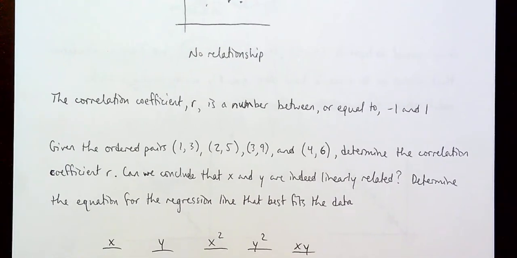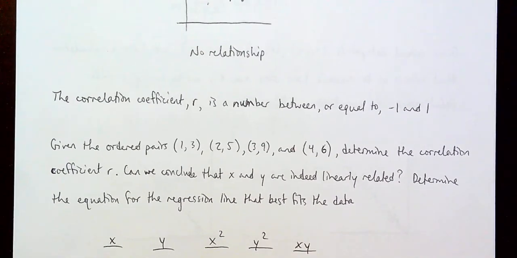Given the ordered pairs (1, 3), (2, 5), (3, 9), and (4, 6), determine the correlation coefficient R. Can we conclude that x and y are indeed linearly related with some level of confidence? And then determine the equation for the regression line that best fits the data. So you're just given your data points. How do you go about solving this problem?